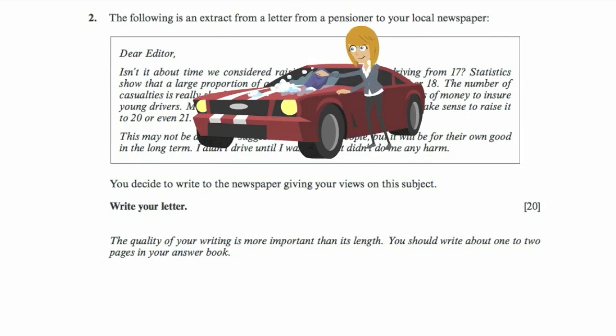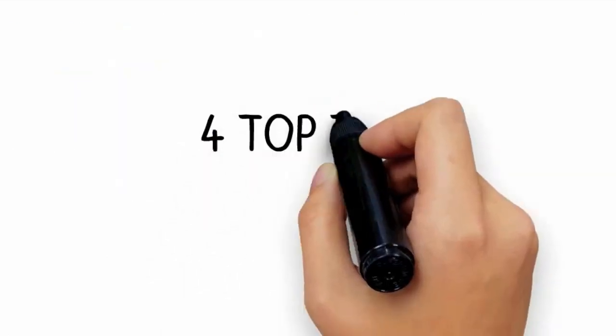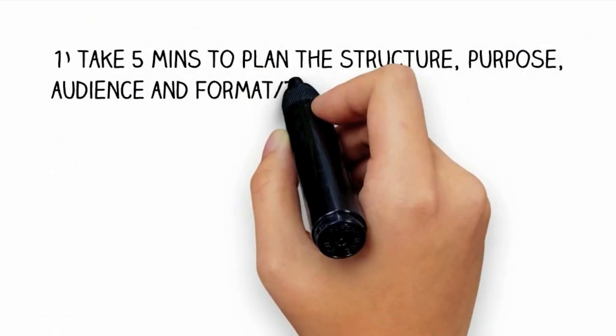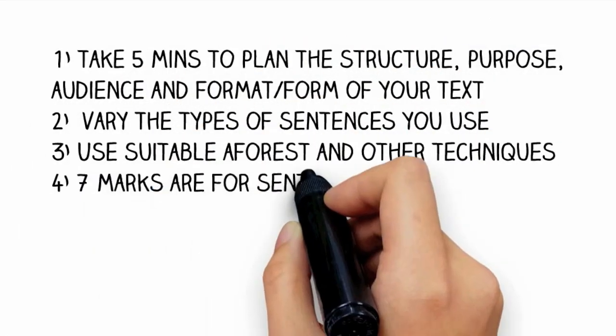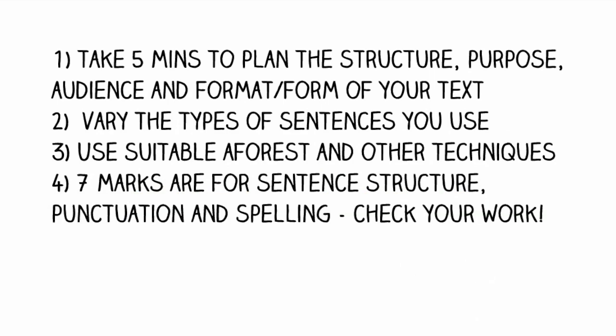So then finally, guys, my 4 top tips for succeeding in the writing paper. Really take 5 minutes to plan the structure, purpose, audience and form or format of your text. Really, really important that you do that. Number 2, vary the types of sentences that you use, so whether that's simple, complex or compound sentences, it's really important to include a variety.